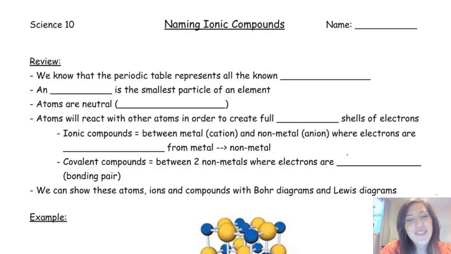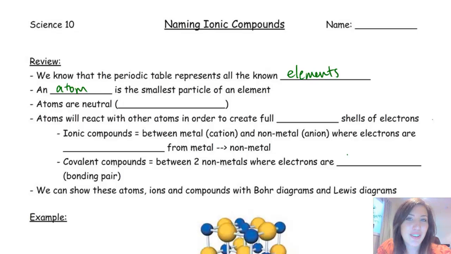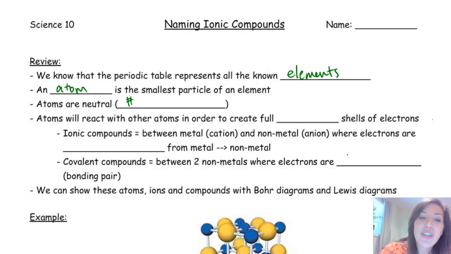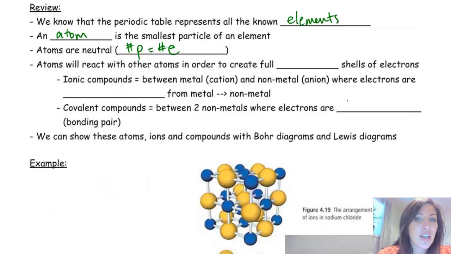And welcome to Lesson 4 of our Chapter 4 unit on atoms and elements and those ionic and covalent compounds. We have already learned that the periodic table represents all of the known elements and that an atom is the smallest particle of an element that still maintains the properties of that element. All atoms are neutral, so that means that the number of protons equals the number of electrons, and that atoms don't necessarily have a full outer valence shell, so they're going to react with other atoms in order to get that full outer shell.